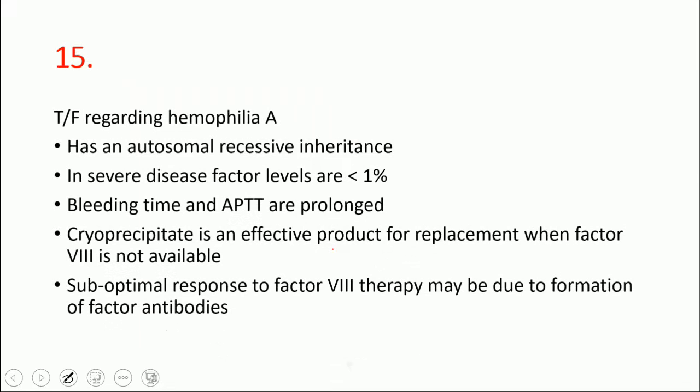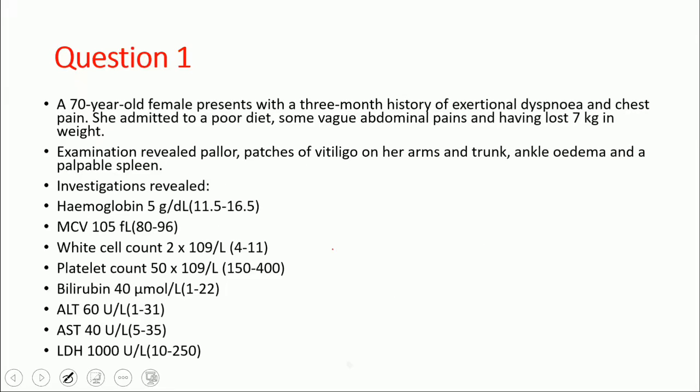Let's go to the best response MCQs. Right. So question number 1. What is the answer here? The key thing is that there is vitiligo. Vitiligo should give you an idea of something autoimmune. MCV is high. Right. There are some other things going on also, but we will come back to that.